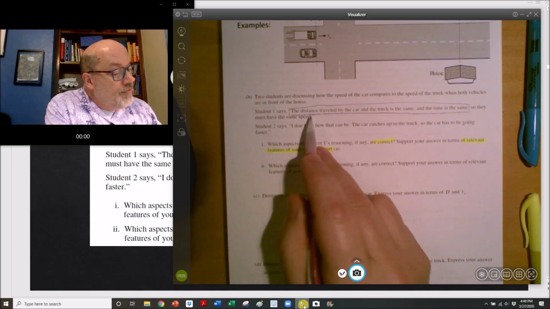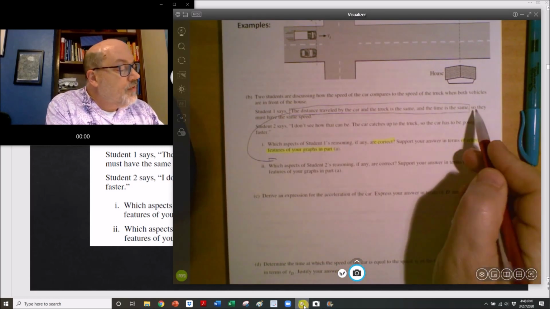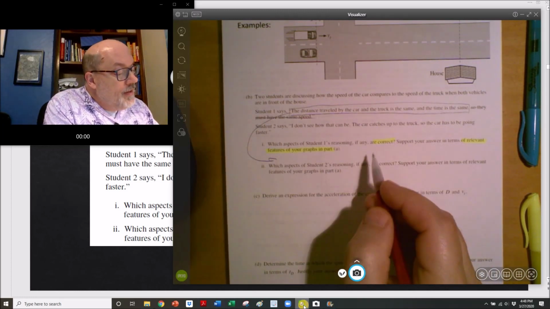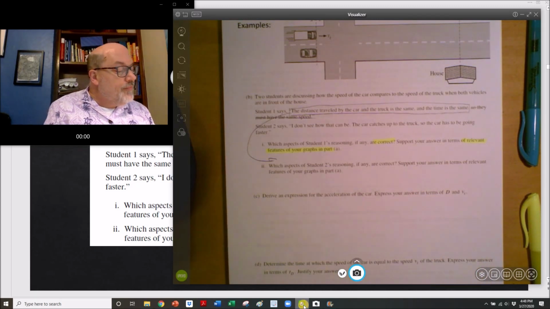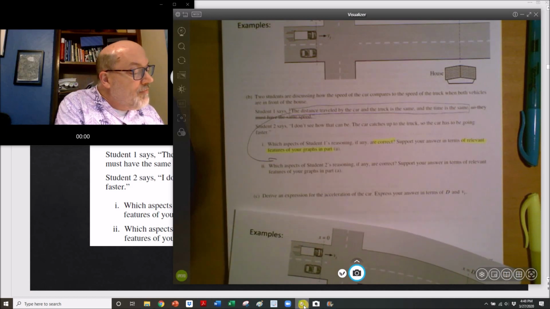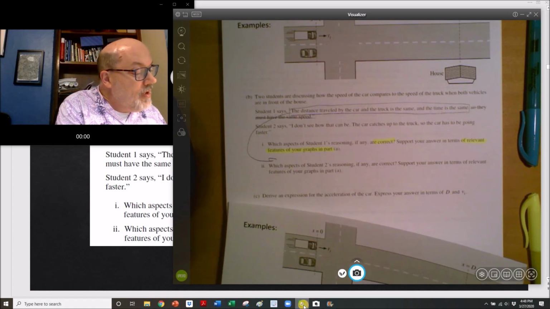So this part is correct. So we put that down here. I always encourage you to box in what's correct, cross out what's wrong, and move forward. Now, how can I support this with features from the graph? Well, I only care what's correct. And it says they traveled the same distance in the same time.